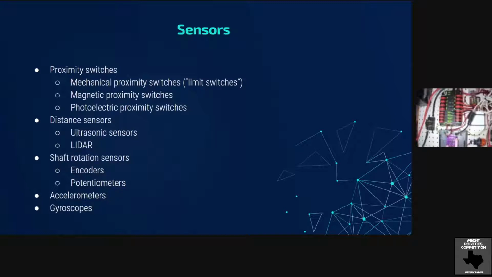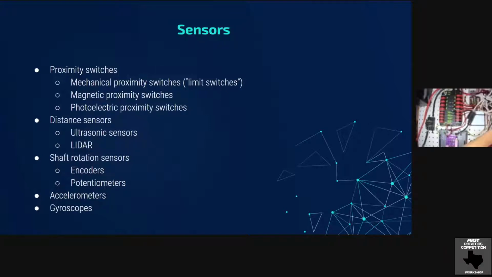Ultrasonic sensors use sound waves to detect potential obstacles in your way or things in front of you. Shaft rotation sensors, these you should see all over your robot. Some motors, like the Falcon and Venom, even have these built in. So encoders and potentiometers can count the number of times or the amount that your motor has turned its output shaft, which can then be very helpful for programming and counting, stuff like that. And those are typically wired either into the AIO or into the PWM, along with accelerometers and gyroscopes.